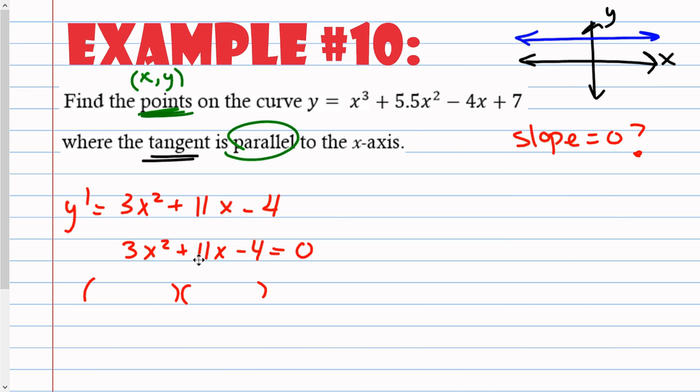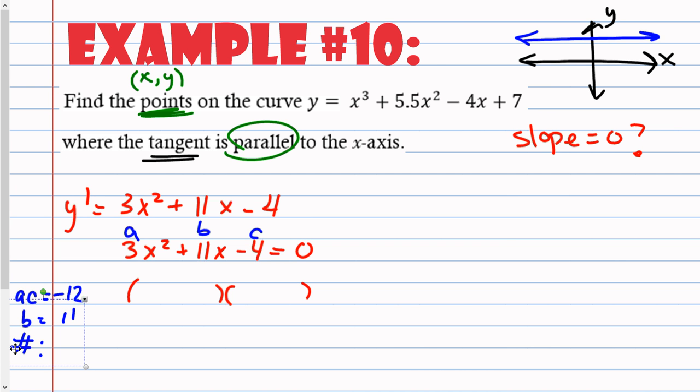I need two numbers. Oh, you know what? I'll list out the stuff I use. Well, actually, let me move this over, because we all learn this differently. So this is A, this is B, this is C. So A times C, so 3 times negative 4 is negative 12. And B is just 11. So I need two numbers that multiply up to negative 12, but add up to 11.